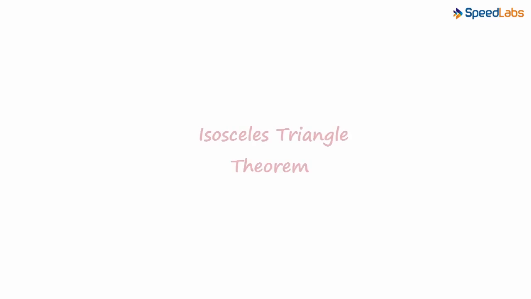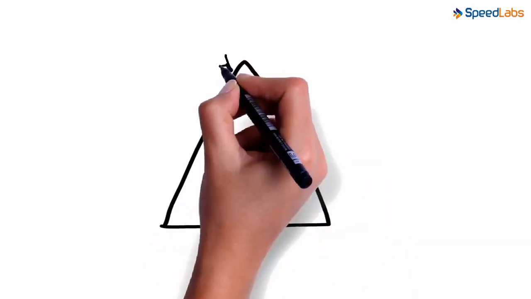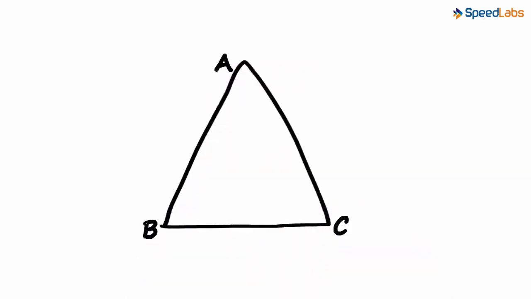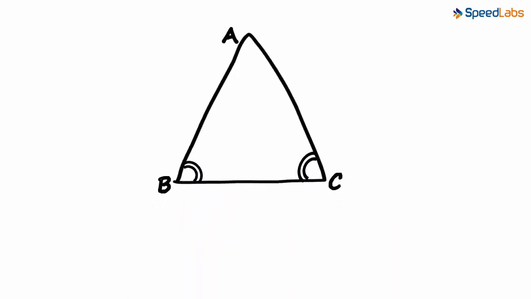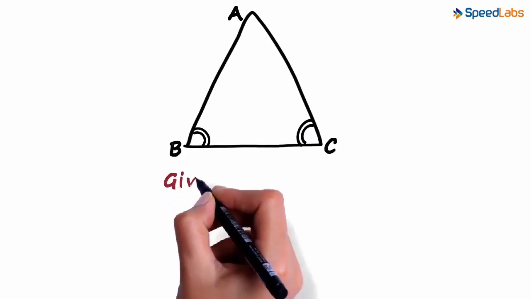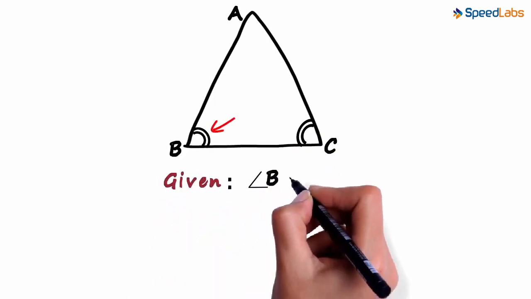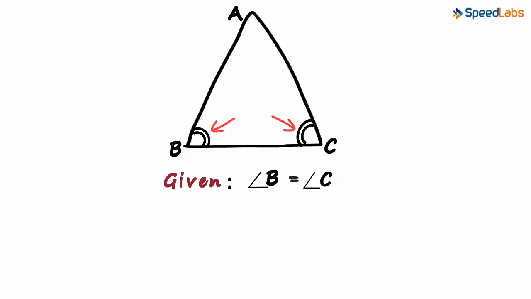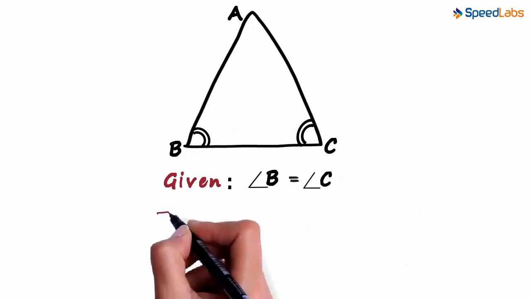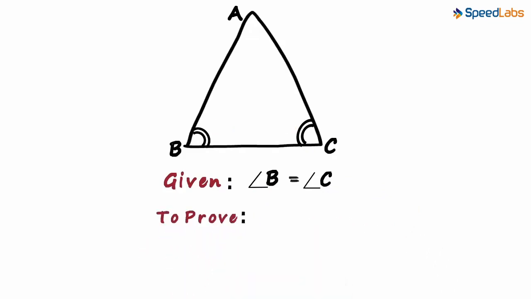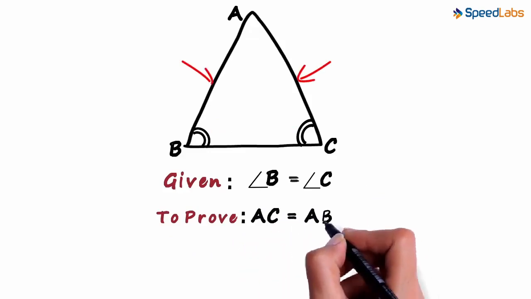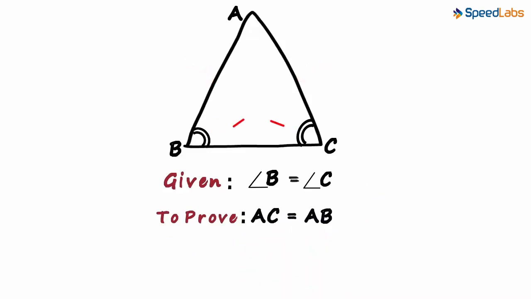We have proved the isosceles triangle theorem and now we need to prove its converse. Consider triangle ABC. We have been given that these two angles are congruent. This is all that is given to us. We're given that measure of angle B is equal to that of angle C. That's all. And what are we supposed to prove? We are supposed to prove that AC is equal to AB, which means the sides opposite them are also equal.